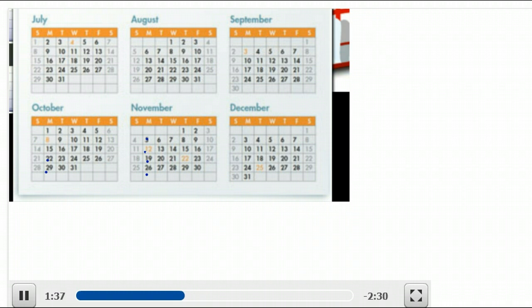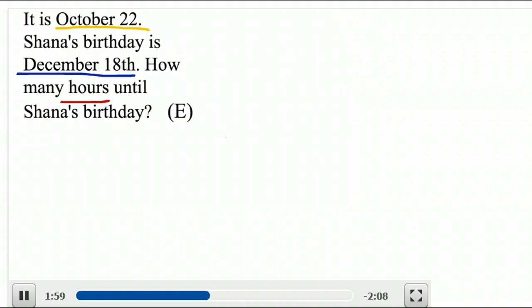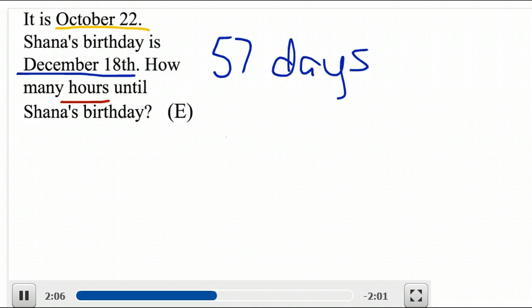The 3rd will be... Let me go back, I lost my track. 7, 14, 21, 28, 35. This will be 42. The next one will be 49. The 17th will be 56. And then we got to go over one, so now I go by one. 57 days. So 57 days. Let's write that down. 57 days until Shayna's birthday.